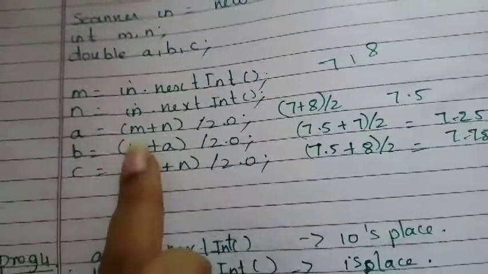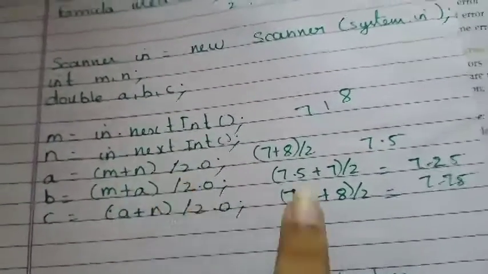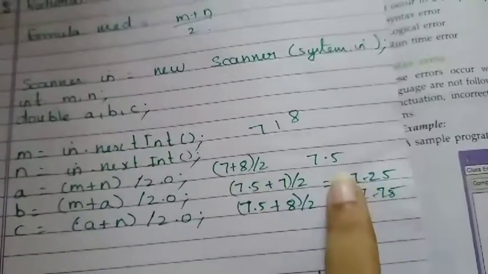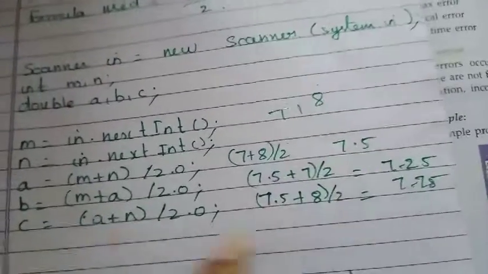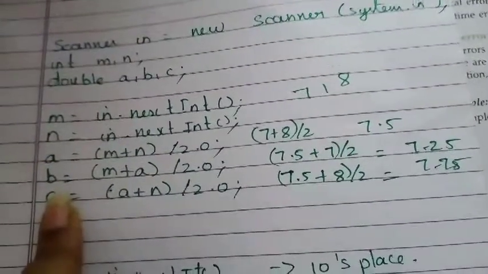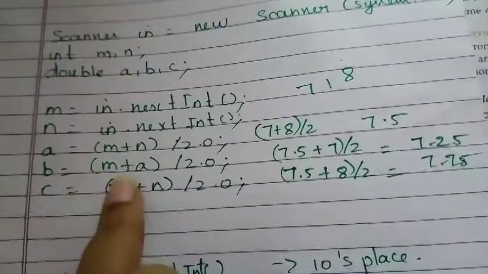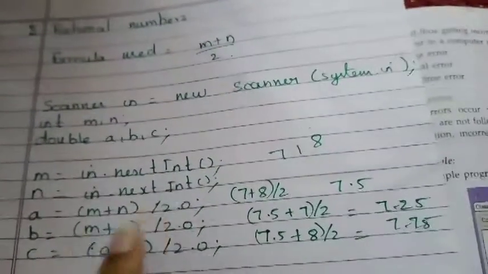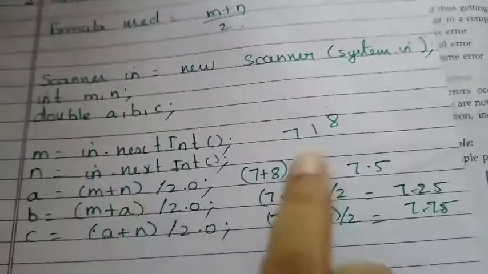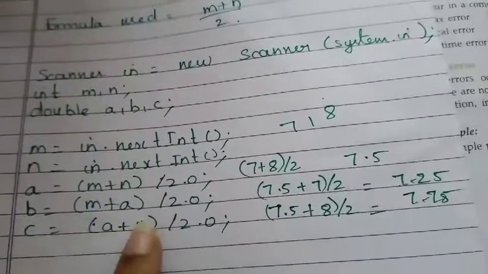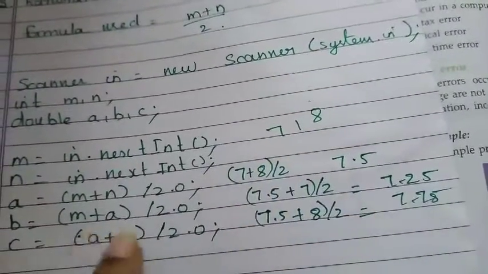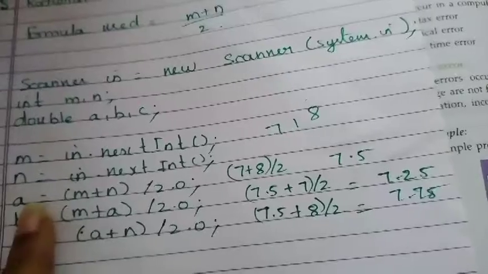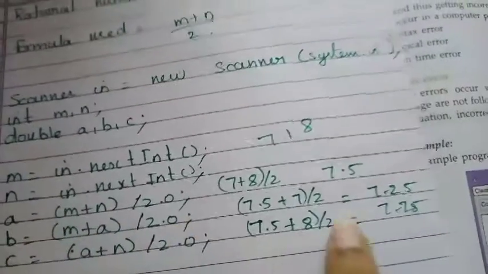Okay, then for example they have given m value as 7 and n value as 8. Then in a, what we are going to do is use this formula. So (m plus n) by 2, that is (7 plus 8) by 2, gives you 7.5. In the output you can see this value 7.5. Then b is equal to m plus a. Once we have done m plus n, so 7 and 8 has been done, to get the next value, we first take this 7 value plus the a value which we obtained. We are going to add that and divide it by 2.